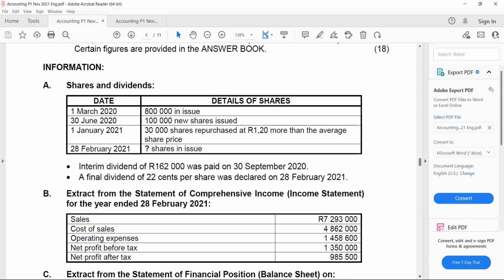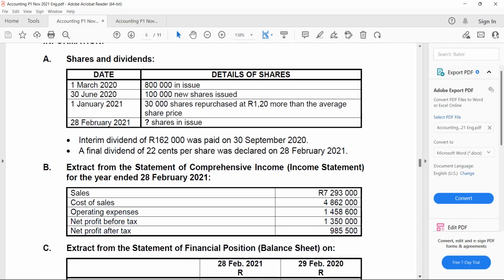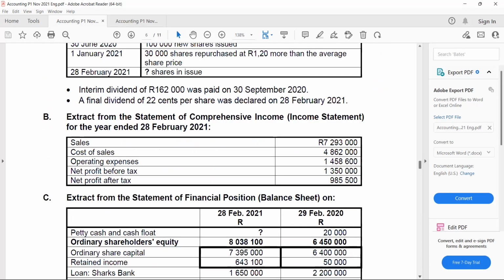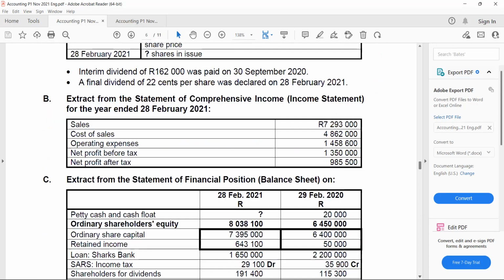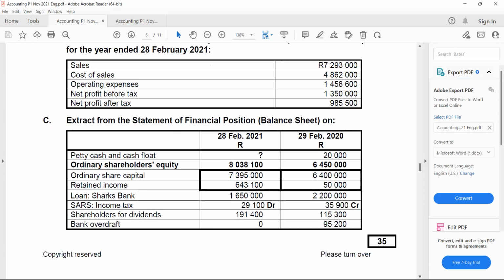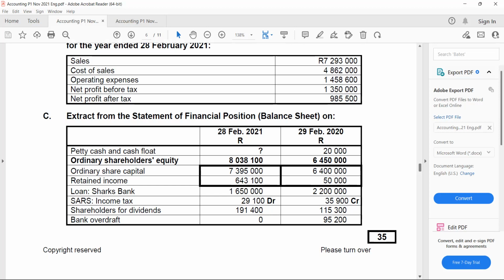Then we have interim dividends of 162,000 paid on 30th September. And then a final dividend of 22 cents per share were declared. Note, it was not paid. We have extract of statement of comprehensive income. We have the extract of statement of financial position with the petty cash and cash flow being missing. Another thing that you must draw your attention to is SARS income tax was a credit balance or liability last year and a debit balance or asset this year.